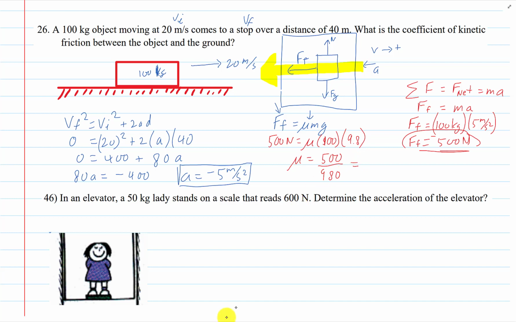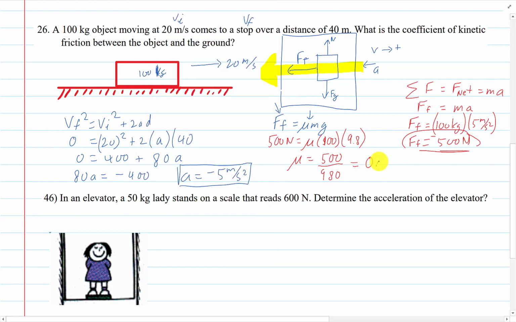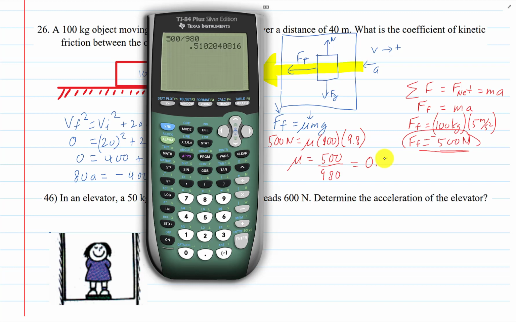And let's pull up my calculator. 500 divided by 980. And we got 0.5102.